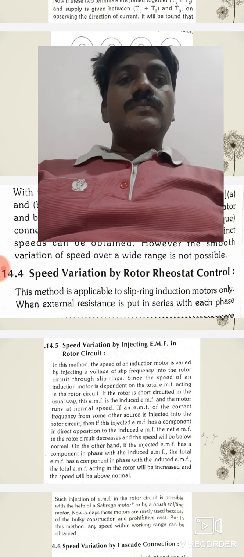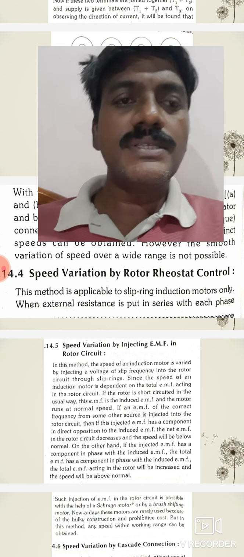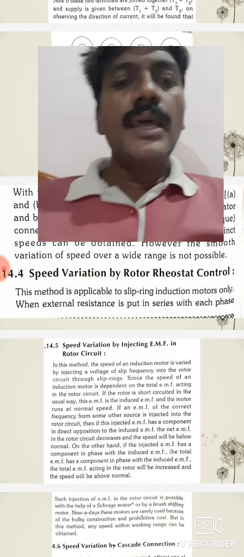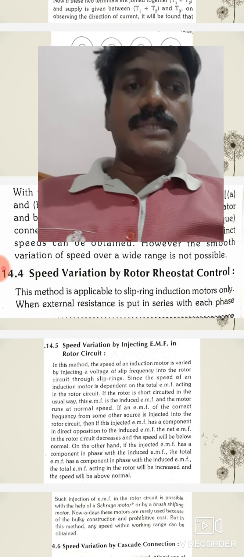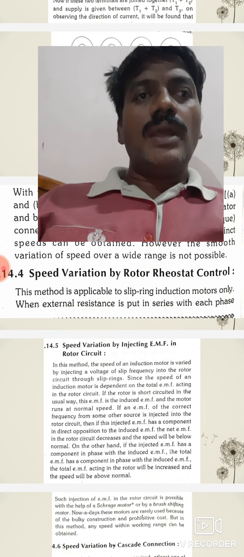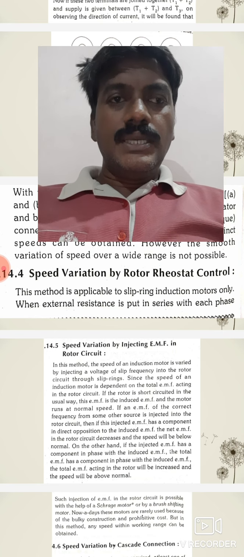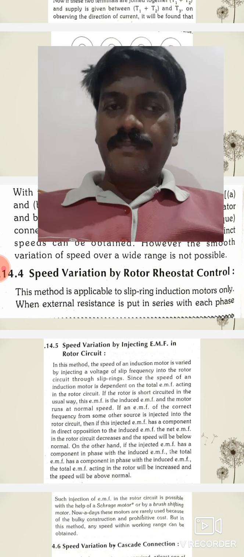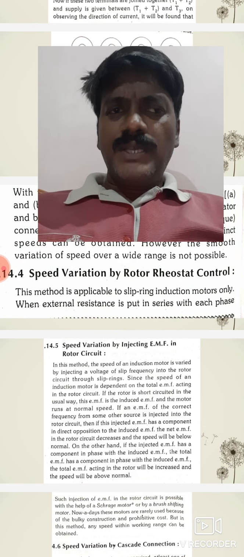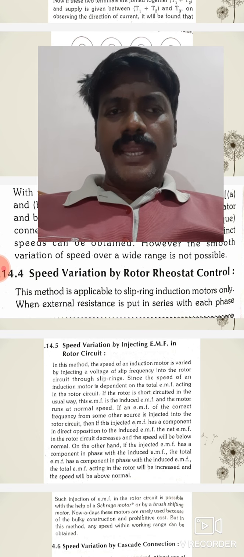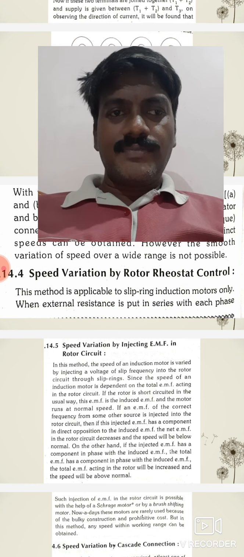So when external resistance is connected in series with the rotor circuit, what happens? Automatically when resistance increases, losses increase. When losses increase, what happens? Slip increases. If the rotor input remains constant, the increase in rotor resistance will increase the slip. Thus the motor speed Nr is equal to (1 minus S) into Ns, which will decrease.